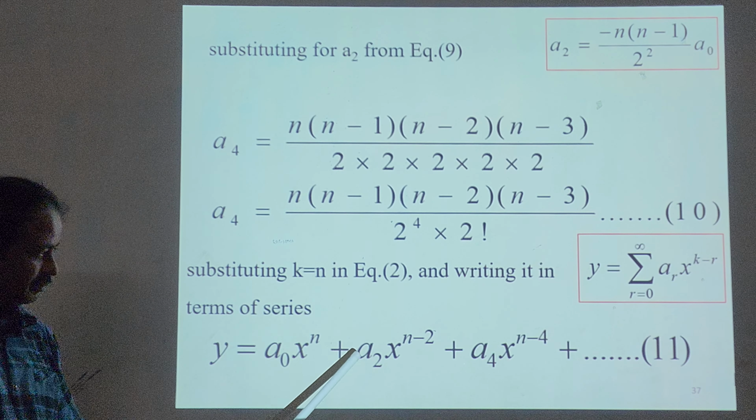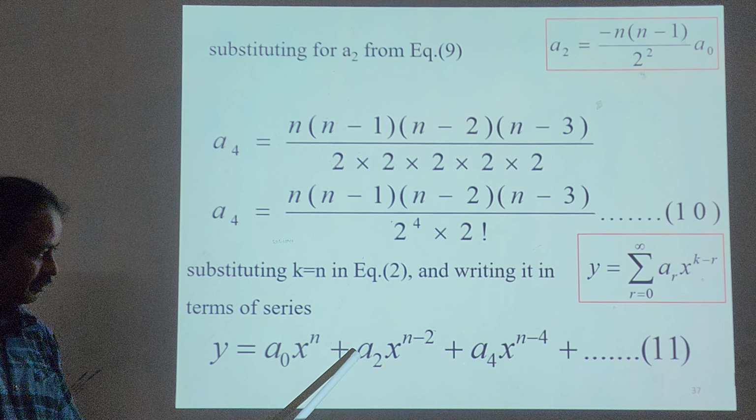Is it okay? Now we have found out the expression for a2, a4, everything in terms of a naught. So you can pull a naught out. So you have a naught x to the power n, this is your a2 and this is your a4. All a1s, a3s are 0. So a naught we can write exactly like this expression.